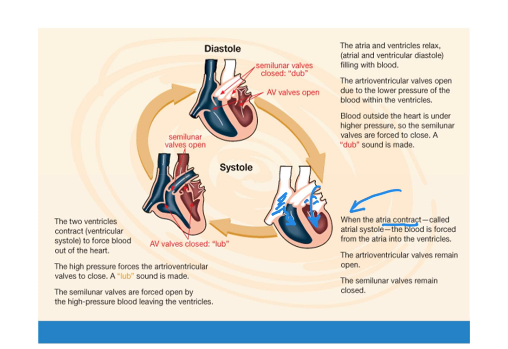So the AV valves are open because they only close when there's pressure from the bottom. So they're letting the blood flow in from the atria down into the ventricles. The semilunar valves are closed because they only work one way as blood moves into them, and so blood cannot go backwards, and so they're shut so that blood will not go backwards. Then we get our contraction of the ventricles.